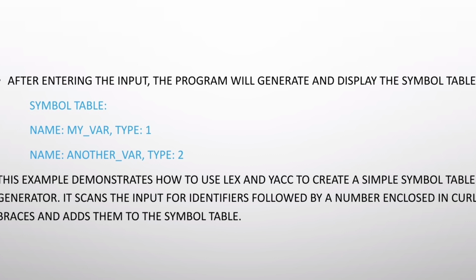numerical. This example demonstrates how to use Lex and YACC to create a simple symbol table generator. It scans the input, an identifier followed by a number enclosed in curly braces, and adds them to the symbol table. So that is all for today's session. This is how we can execute or run a program in Lex and YACC.